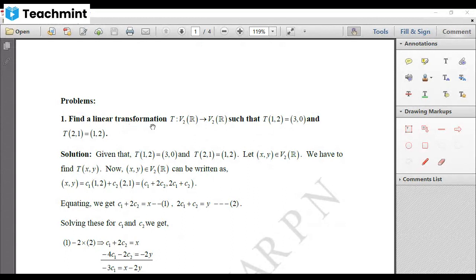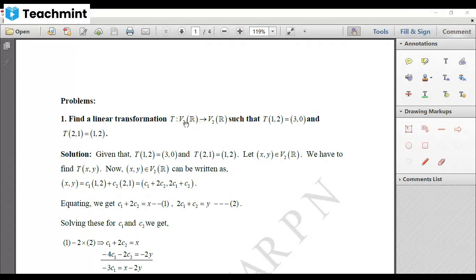They are given: find a linear transformation T from V2R to V2R. V2R means the ordered pair elements of the form ordered pair x comma y, where x and y are real numbers. The image of that should also be in the ordered pair x comma y, where x and y are real numbers, V2R. So you have to find the linear transformation.